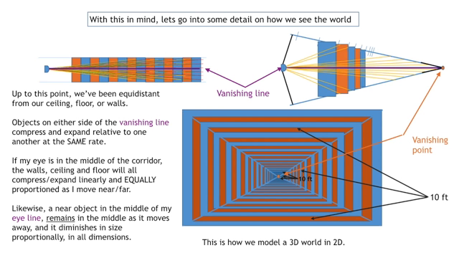So likewise, a near object in the middle of my eye line remains in the middle as it moves away, and it diminishes in size proportionally in all directions. So if I put something right in front of my eye and it moves straight away, it will get smaller and smaller in proportion according to these essentially rectangles, which are called transversal lines. And this is how we model a 3D world into 2D.